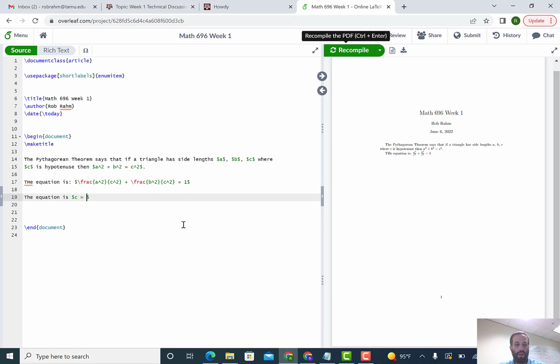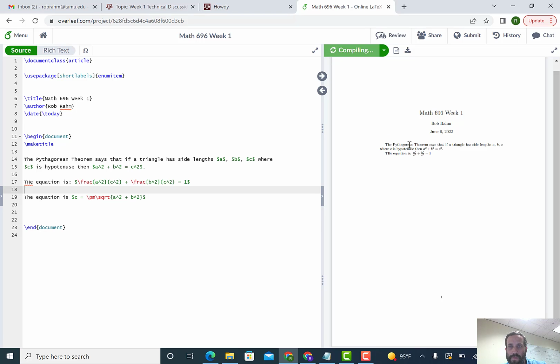C is equal, so square root first, \sqrt a squared plus b squared, and everything within the brackets here. So square root is a command that takes one argument, and it's going to extend the square root symbol over a squared plus b squared. But if I'm solving, I also need to take the negative solution. So to get a plus minus, I'm going to do \pm. And now I'm going to compile this. And this is what we get.